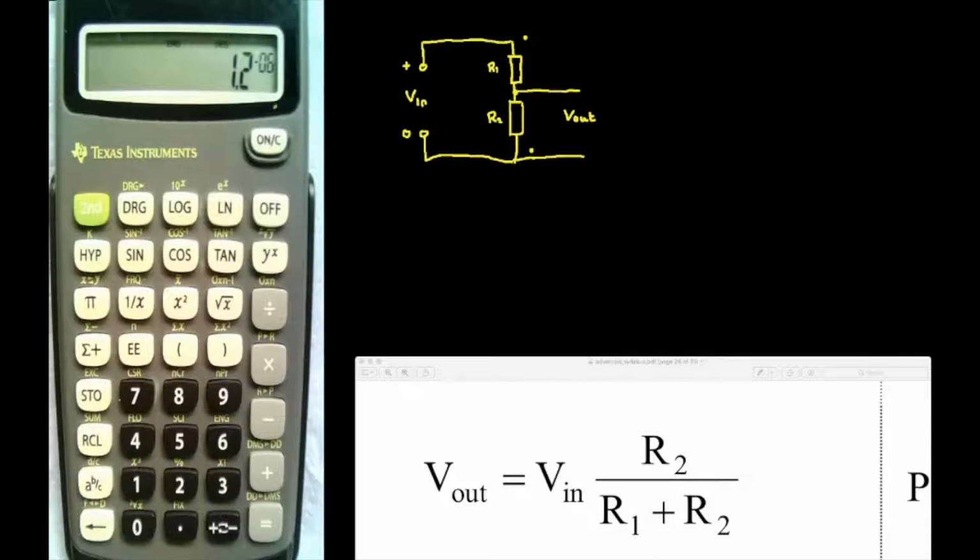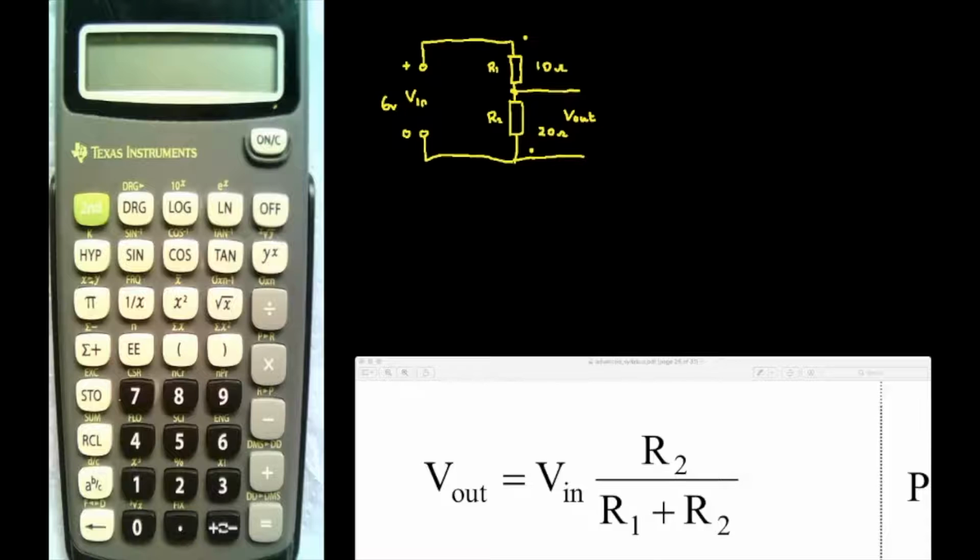So the question is, what exists at this point? Well, there's the formula then. V out equals V in R2 over R1 plus R2. So let's put some values on this. Let's say this one is 10 ohms and this one is 20 ohms, and V in is, let's say, 6 volts. So we're saying V out equals R2 divided by R1 plus R2 times V in.